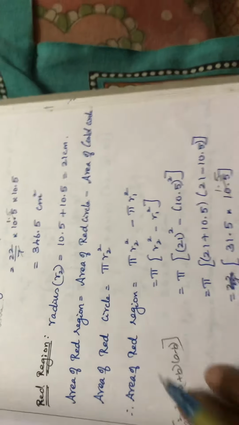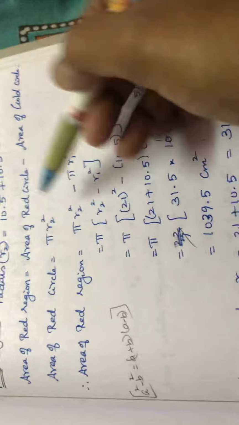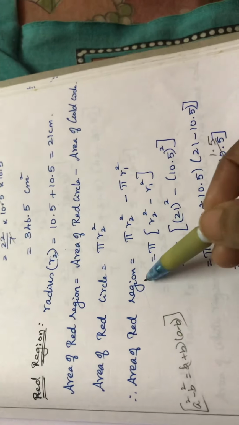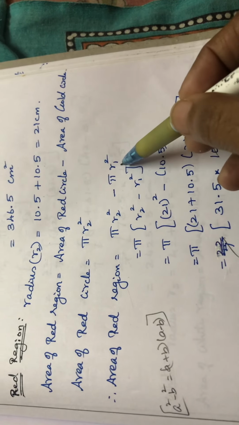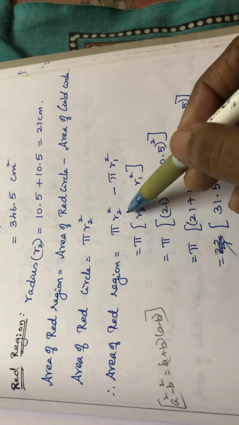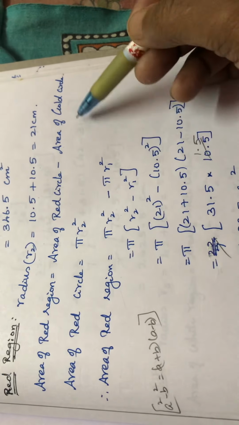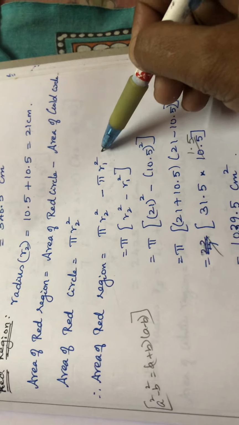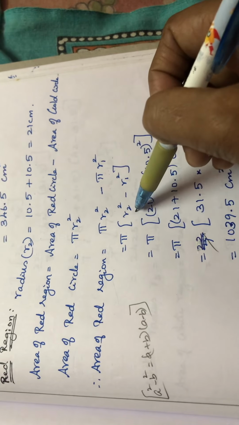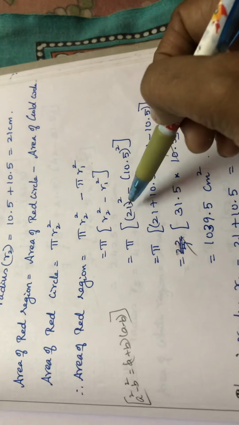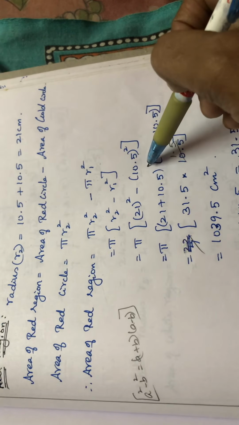So what is the formula? Area of the red circle I am going to take as pi r2 square. I want the red region alone, so I have to take the red circle minus the gold region, that is pi r2 square minus pi r1 square. In this case, I can take pi as common, then I will get r2 square minus r1 square. R2 value is 21, r1 value, that is the gold region, is 10.5.